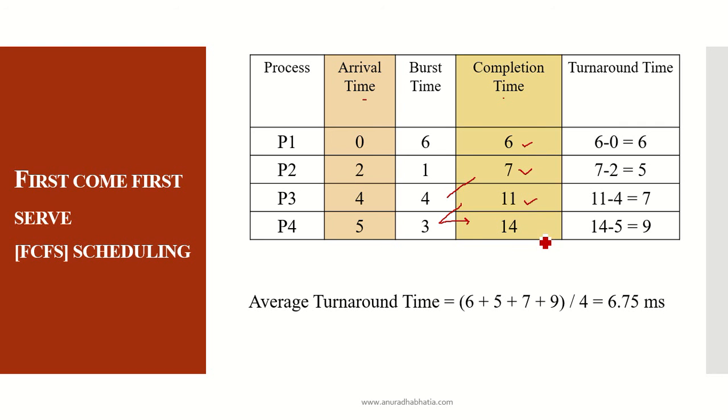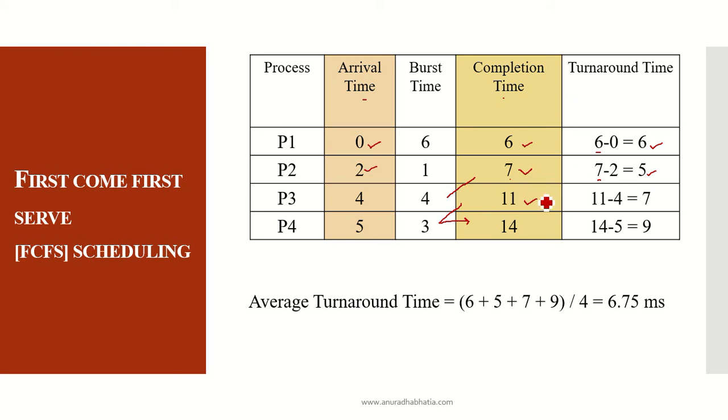So for my turnaround time, first I need to calculate the completion time. So this is how we've calculated the completion time. So turnaround time is completion time for the first process. The completion time is 6 and the arrival time is 0. So the turnaround time for process P1 is 6. Turnaround time for process P2, the completion time is 7, which is taken from here, and the arrival time is 2. So 7 minus 2 is equal to 5. So turnaround time is 5.